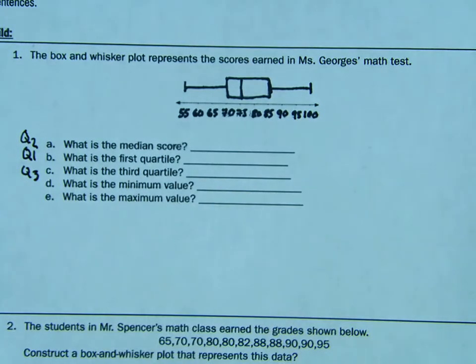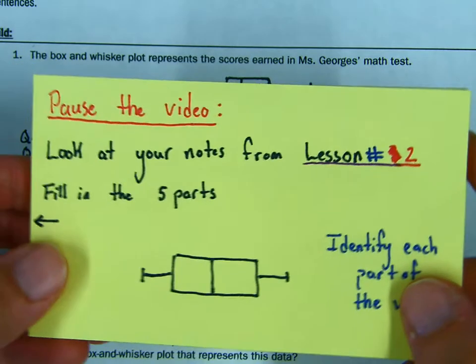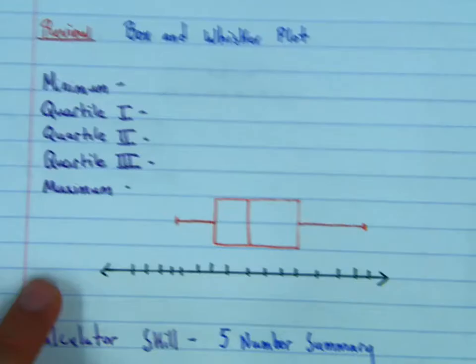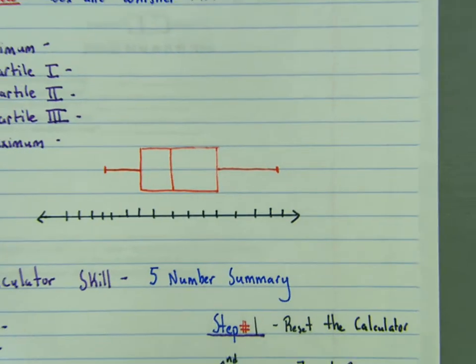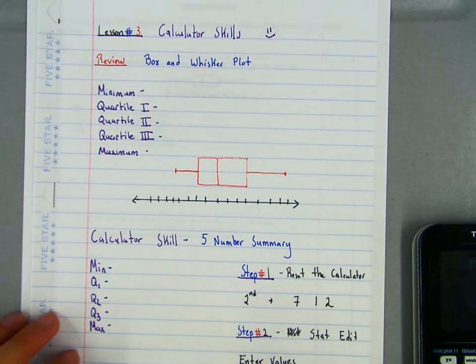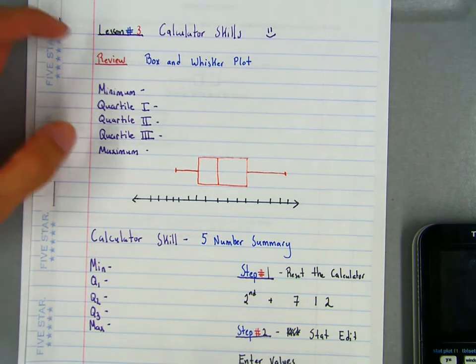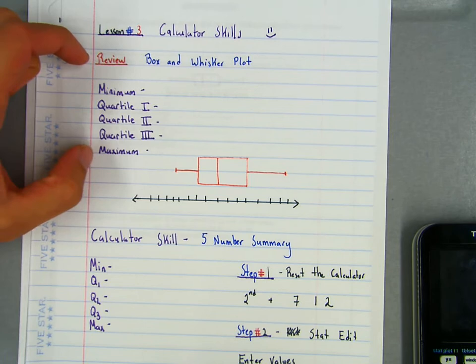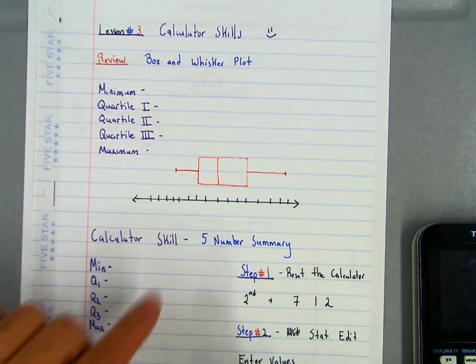What I'd like you to do is pause the video very quickly. I want you to copy this into your notes, okay? First, let's copy this over here. We're gonna do a little bit of a review of box and whisker plot. This is lesson number 3, calculator skills. And let's have this in our notes, and I'm gonna show you some calculator skills.